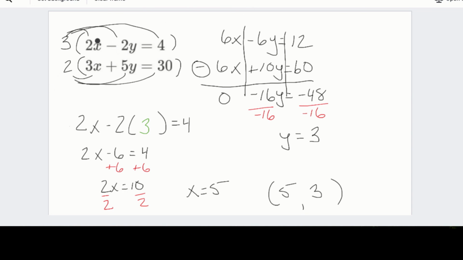So look at the coefficients. Does the smaller one go into the bigger one? If so, just multiply it by that value. If it does not, just multiply it by the opposite coefficient.